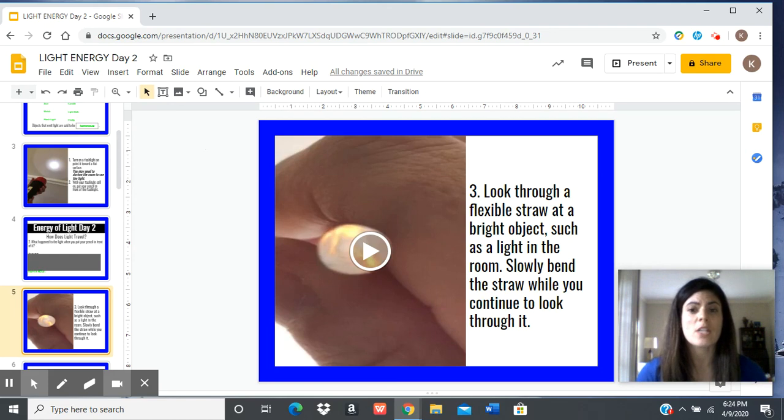The directions said to look through a flexible straw at a bright object, such as a light in the room. Slowly bend the straw while you continue to look through it. Here's a short video of me performing this experiment.